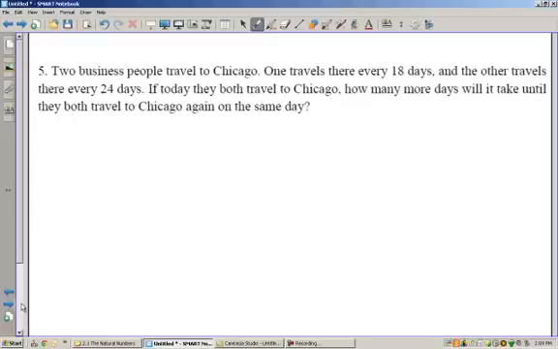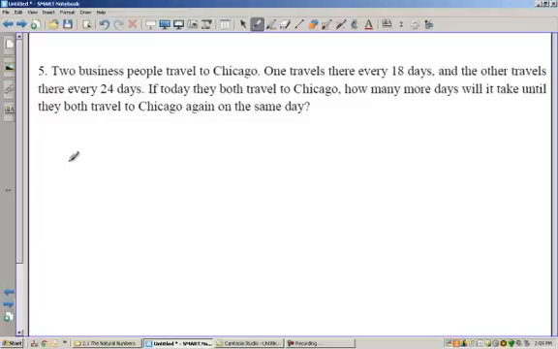Number 5, since I already did a GCD problem, most likely this is going to be an LCM problem. So it says 2 business people travel to Chicago. One travels there every 18 days and the other travels every 24 days. If today they both travel to Chicago, how many more days will it take until they both travel to Chicago again on the same day? Okay, so this is an LCM problem.